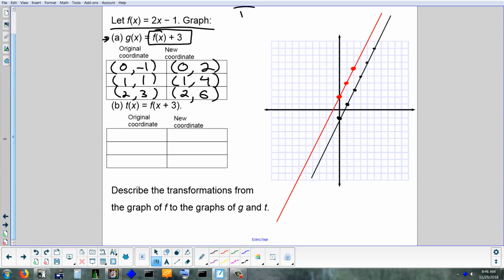Right? Let's look at this one. It's a different example, but it's the same starting function. You're adding 3 again, but it's different. You're adding 3 inside. That's where it gets tricky. So let's go back to our chart.